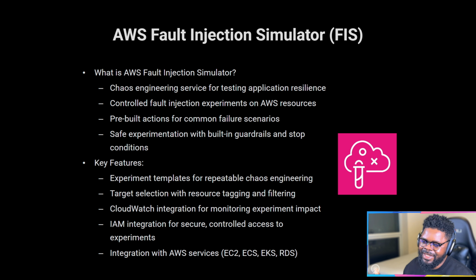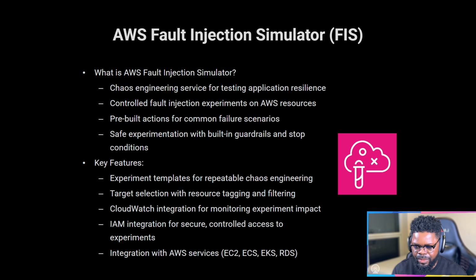If you know chaos, it's just another word for chaos engineering, right? The whole idea is that you can intentionally introduce chaos to your system so that you can know how much your system can handle, or an area in your system that you need to improve upon. So it's basically a chaos engineering service for testing application resilience. That's the word. The resilience there is the word, right?